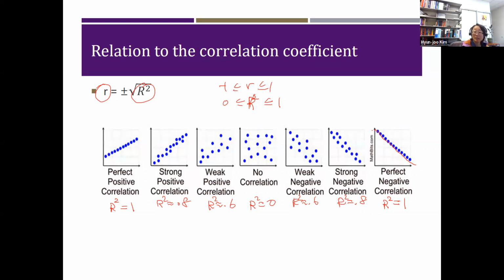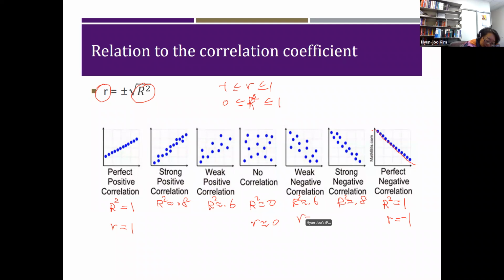A negative number means X and Y are negatively related, and if it is positive, they are positively related. So this one will be +1. Another way of thinking is that you just take the square root of 1, and it will be 1. This one will be -1, because if it is a negative relationship, it should have a negative value. This one will be close to 0.